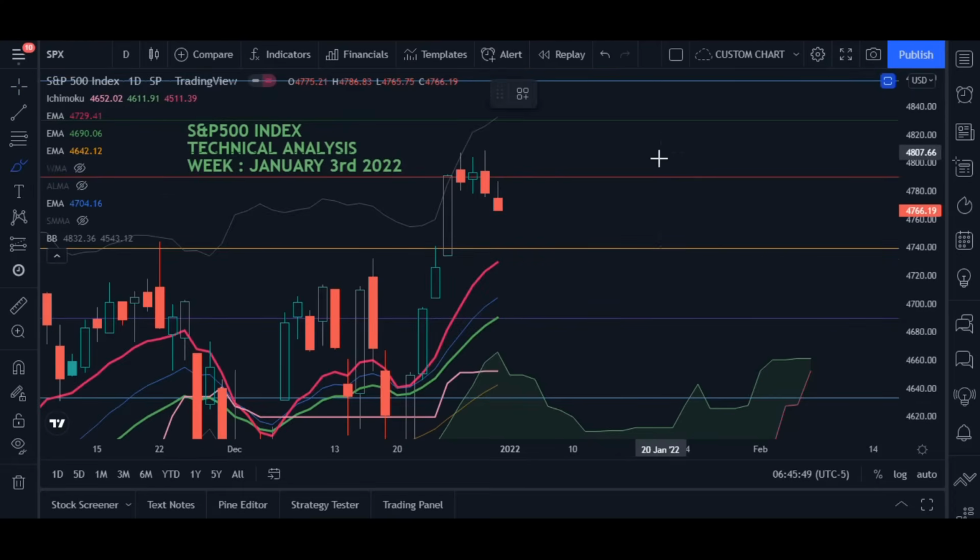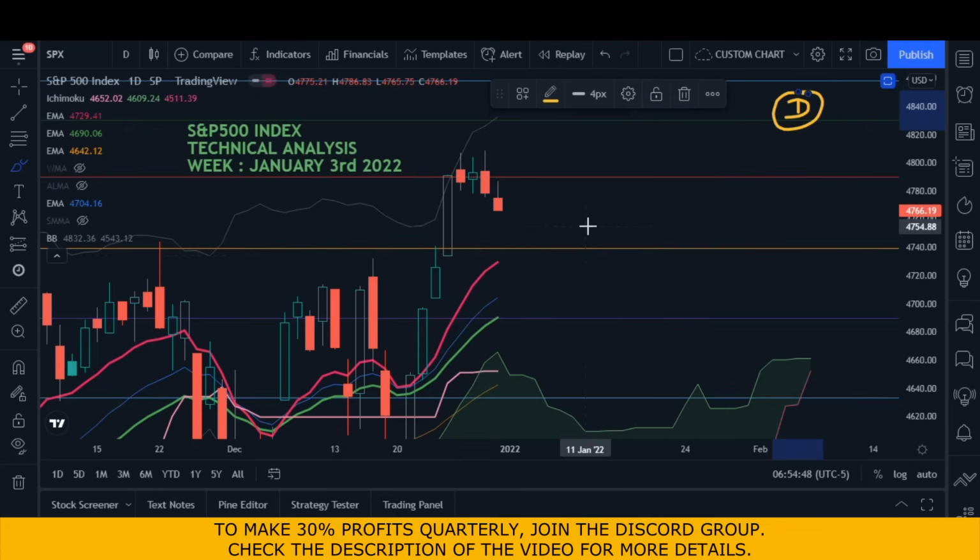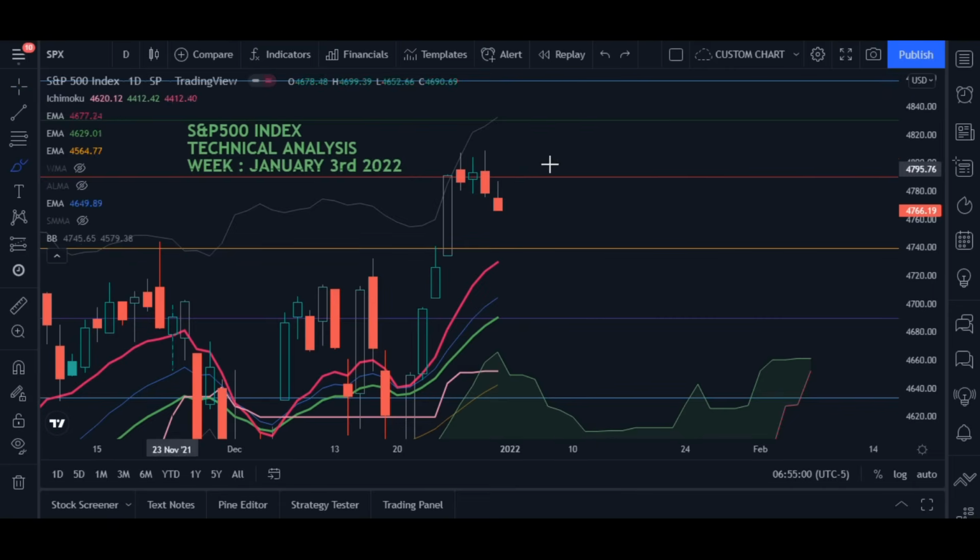Okay guys, so we are here on the daily chart. Daily chart means one candle represents one day, not 1 week, not 1 hour, not 1 minute. One candle means one day. Now on this daily chart, first let me write down the support and resistances.